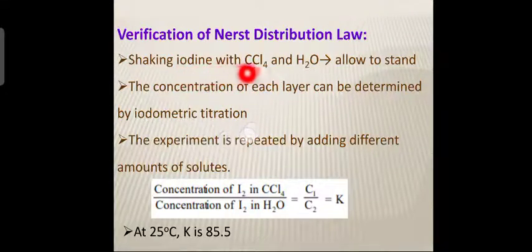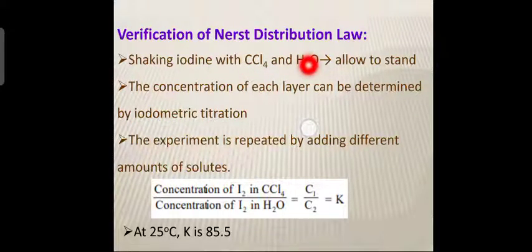Suppose you add iodine to this mixture. You know that carbon tetrachloride and water are immiscible, so two separate layers will be there. You add some amount of iodine to this mixture and shake it well. Now, what happens when you shake it well? It will distribute in these two layers, because iodine is soluble in both carbon tetrachloride as well as water.